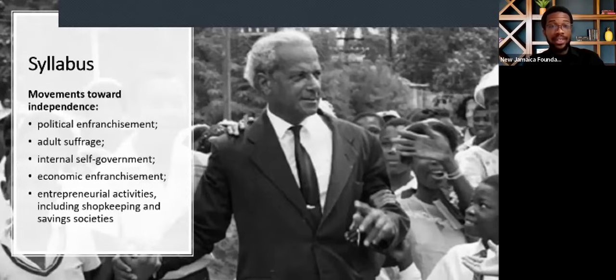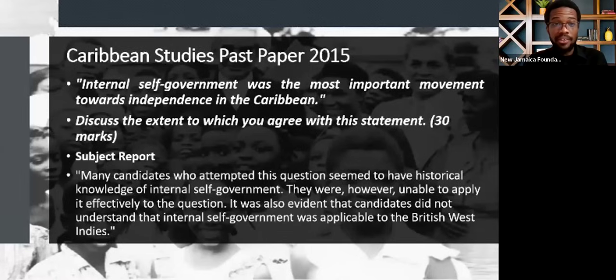And on that note, I selected this question from the 2015 past paper, which says, internal self-government was the most important movement towards independence in the Caribbean. Discuss the extent to which you agree with this statement. It is valued at 30 marks.